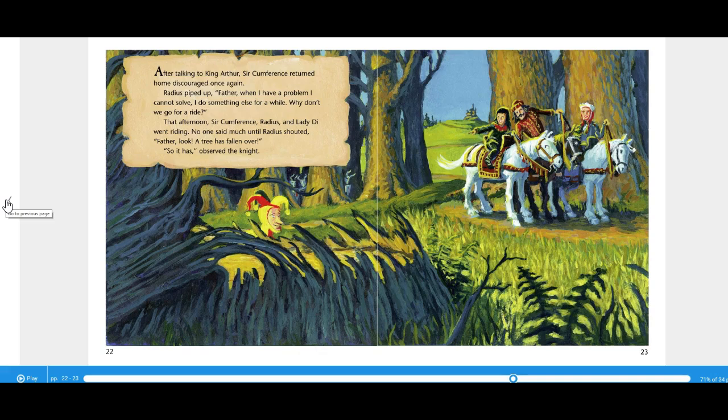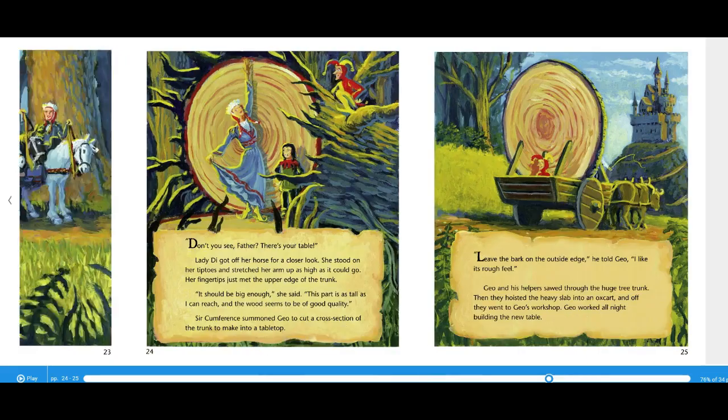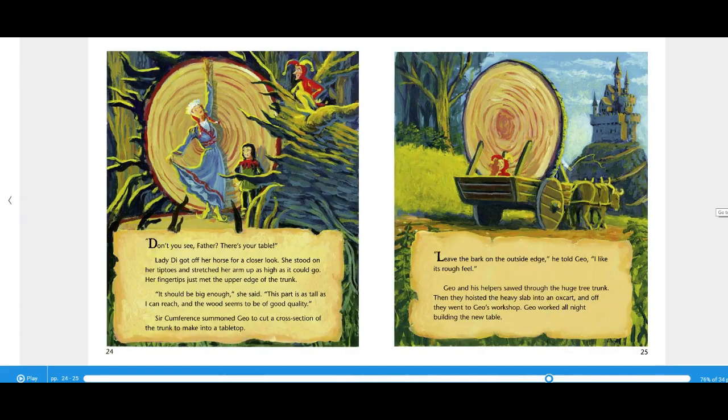No one said much until Radius shouted, "Father, look! A tree has fallen over." "So it has," answered the knight. "Don't you see, Father? There's your table." Lady Di got off her horse for a closer look. She stood on her tiptoes and stretched her arm up as high as it could go. Her fingertips just met the upper edge of the trunk. "It should be big enough," she said. "This part is as tall as I can reach, and the wood seems to be of good quality."